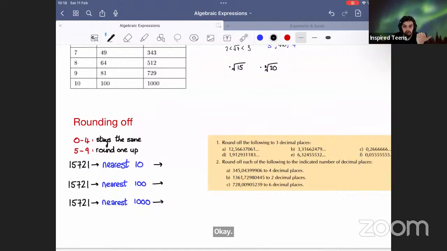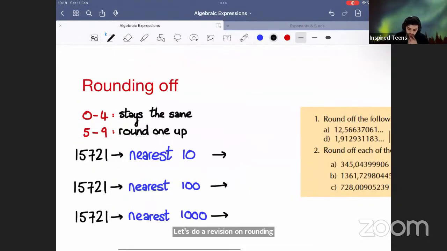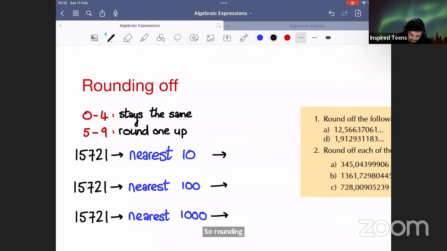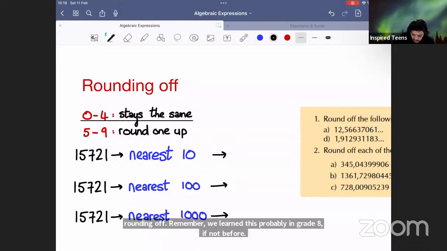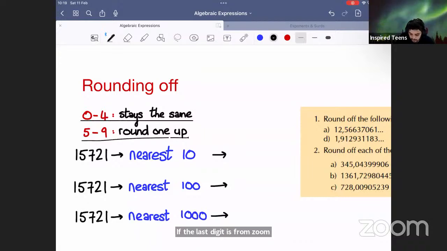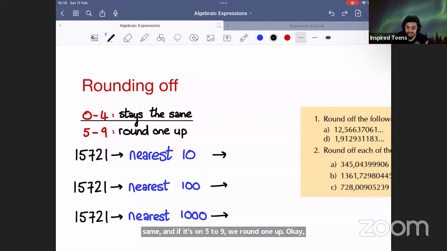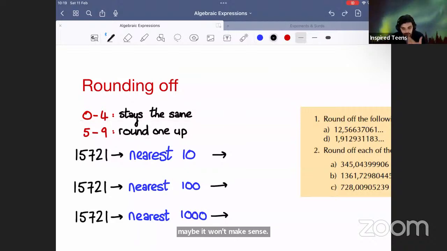Let's do a revision on rounding off. Okay, so rounding off, remember, we learned this probably in grade 8, if not before. If the last digit is from 0 to 4, the number stays the same. And if it's from 5 to 9, we round one up. Okay, maybe it won't make sense. Let's do our example and then go back to that. It will make more sense.